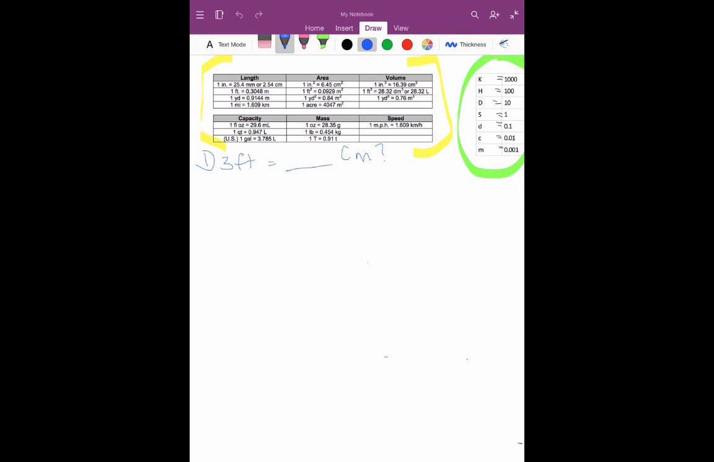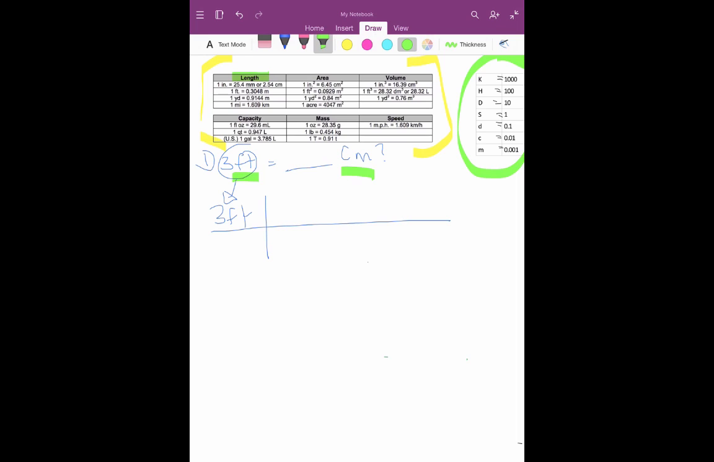All right, so our first problem here is 3 feet equals how many centimeters? The first thing we need to do is set up our beautiful T-chart. We're going to take what we want to convert and put it in the upper left-hand corner. 3 feet goes here. The next thing that we need to do is look at our handy-dandy reference chart. We know that feet is a unit of length and we want to convert it to centimeters. So we're going from feet to centimeters.